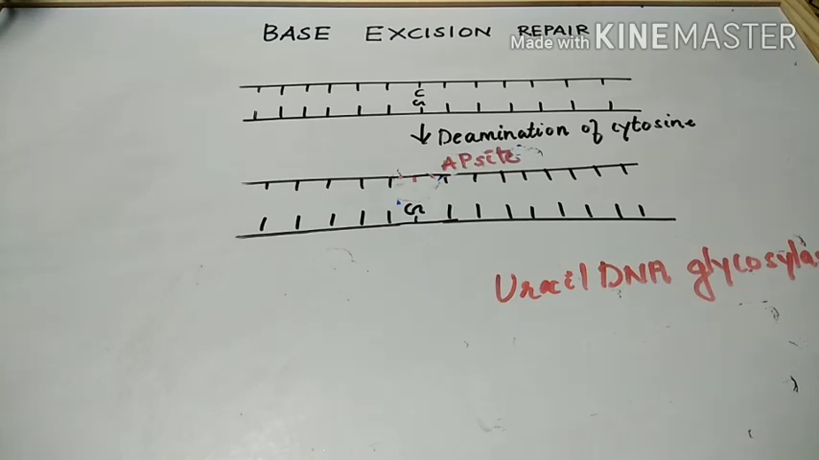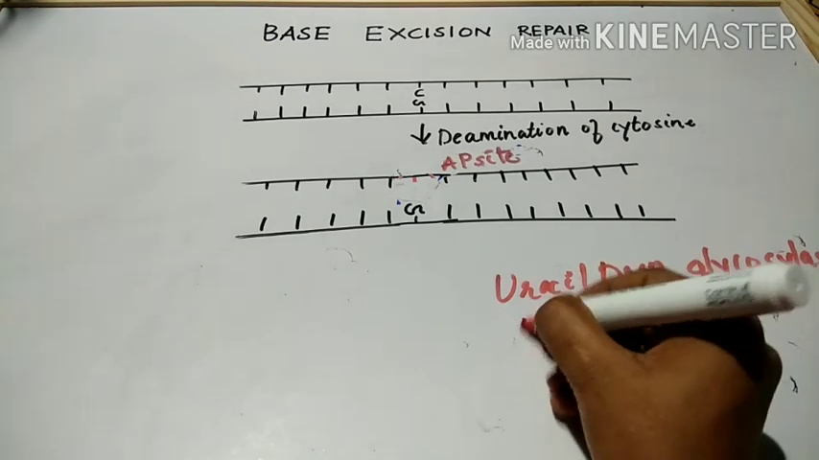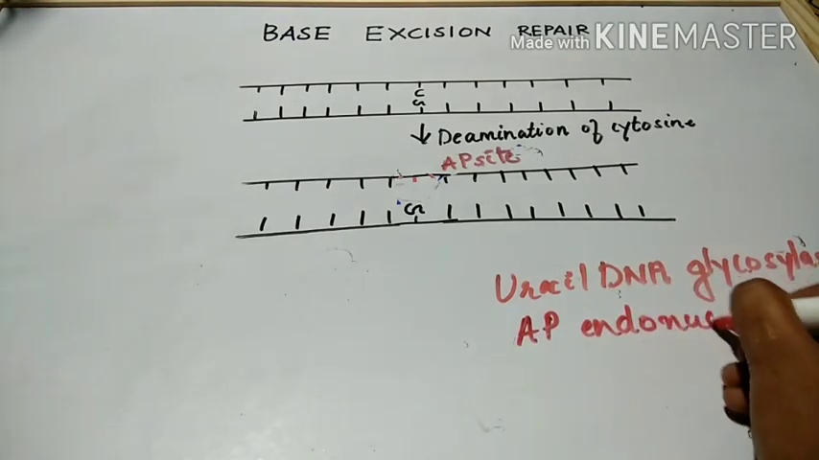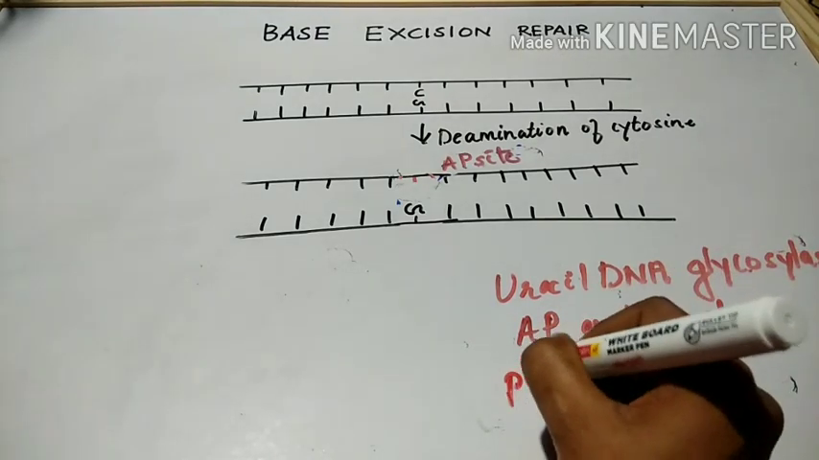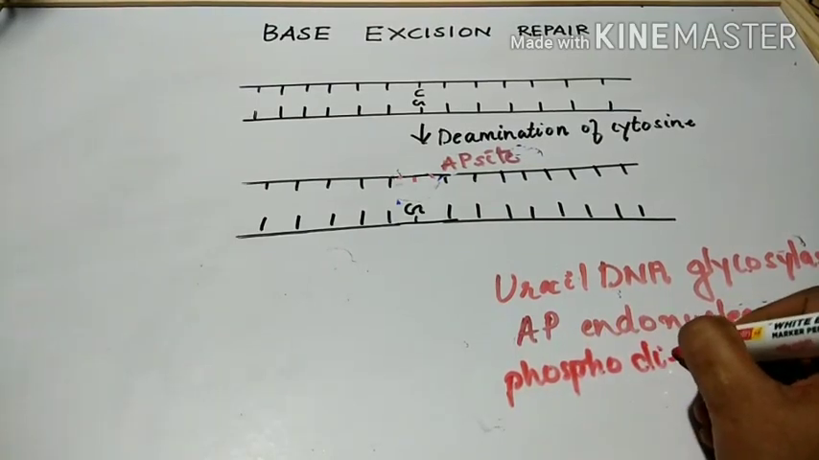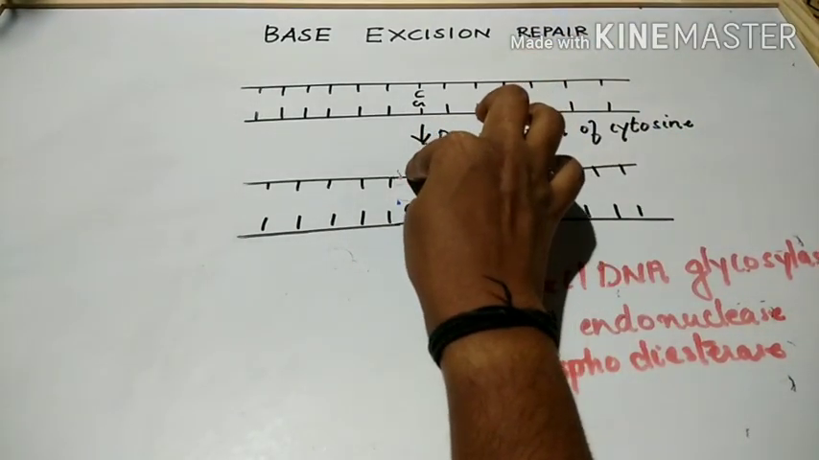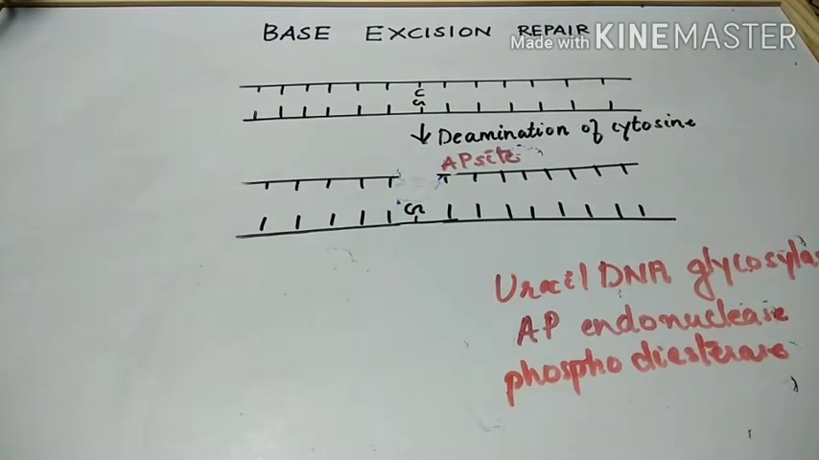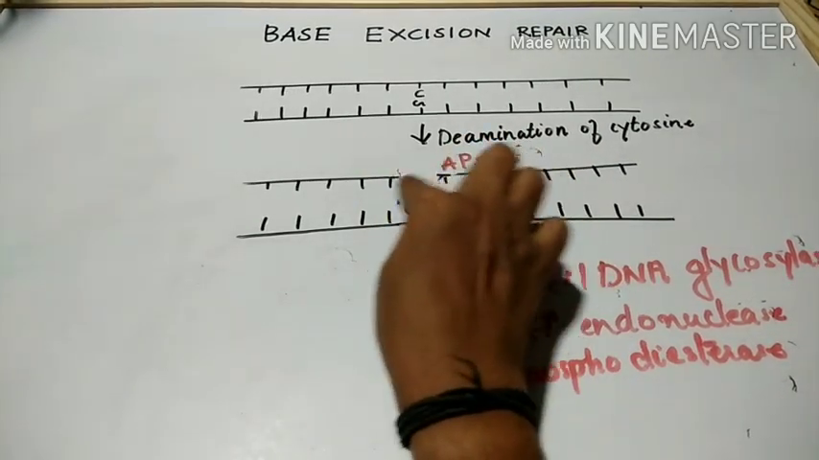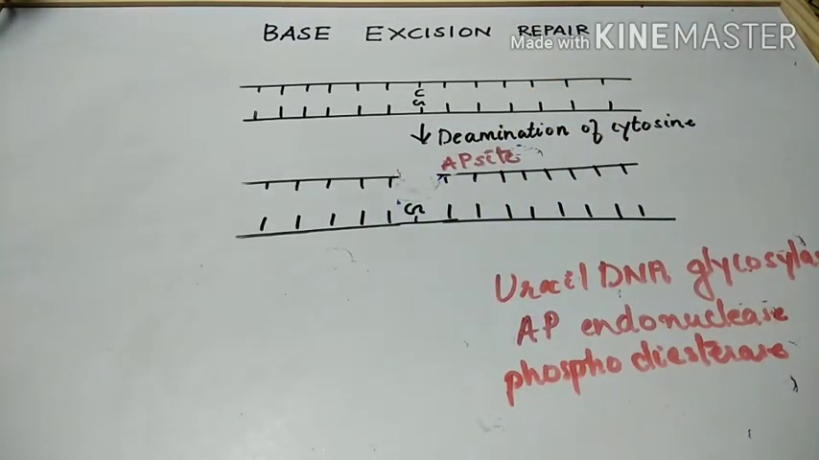And then come the other enzymes called the AP endonuclease and phosphodiesterase. So these enzymes remove the phosphodiester bond from the AP site, from that specific region. The AP endonuclease forms a cut, and the phosphodiesterase enzyme removes the phosphodiester bond. So there is no phosphodiester bond before and after the AP site. So here there is a gap formed. So now the damaged or mismatched base is removed, and the phosphodiester bond is also removed.